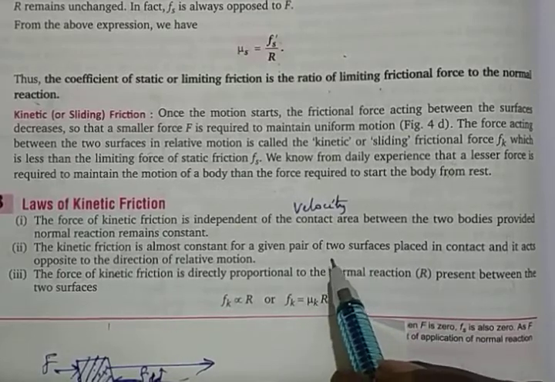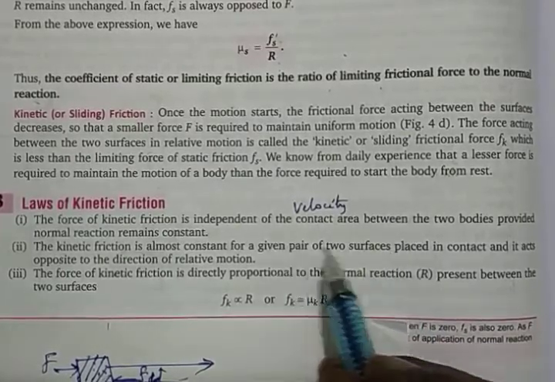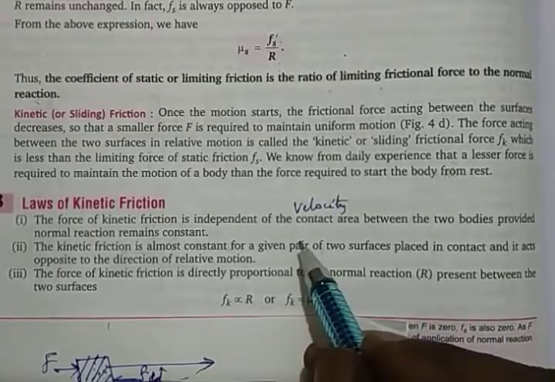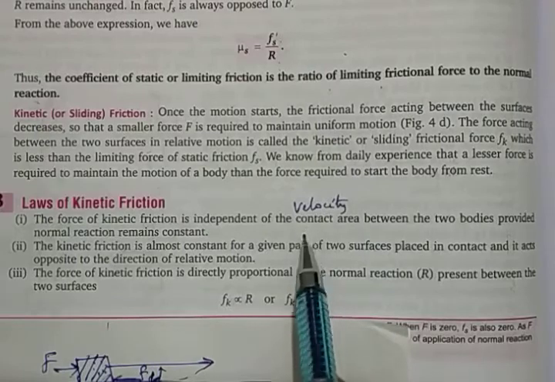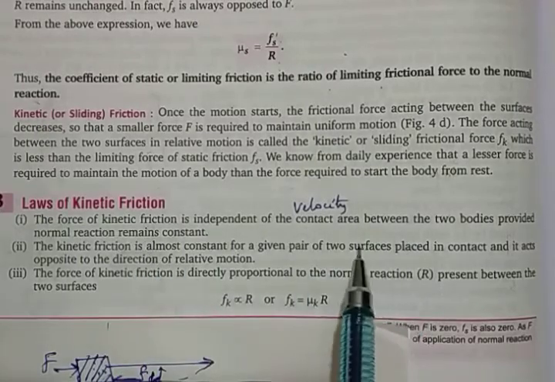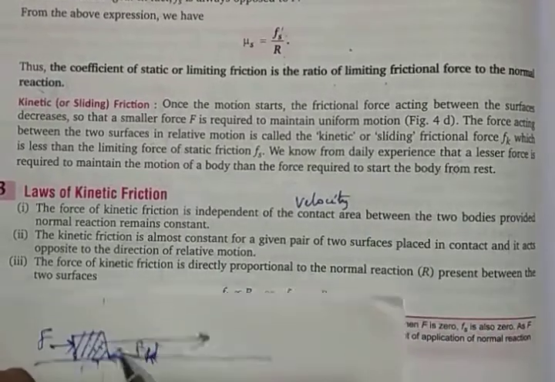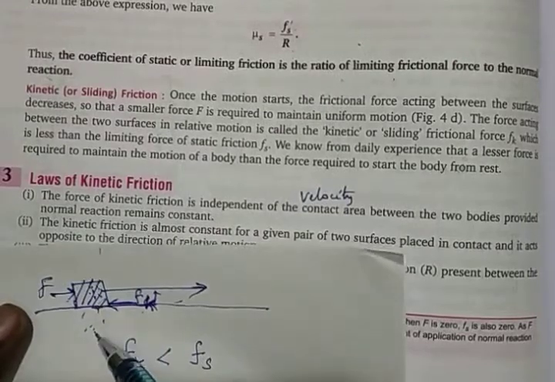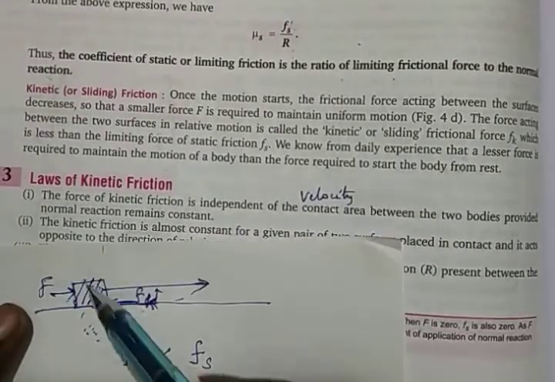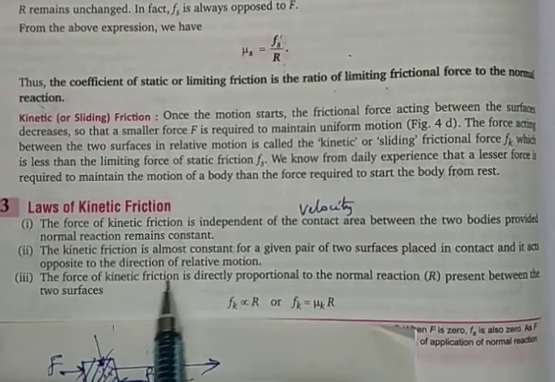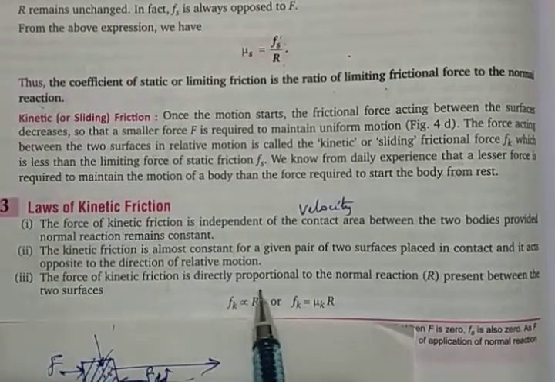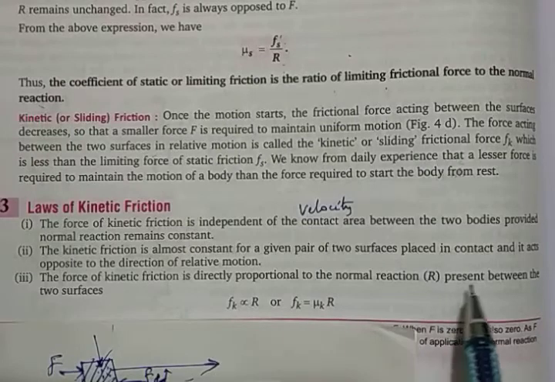Suppose somebody says, if I move with very less velocity, more friction will be there, and when I move very fast, much higher friction will be there. No. Velocity is independent of the frictional force. Less velocity or more velocity, if the two bodies are in contact, only the nature of the substance and the normal reaction matter. Coefficient of kinetic friction is directly proportional to the normal reaction.